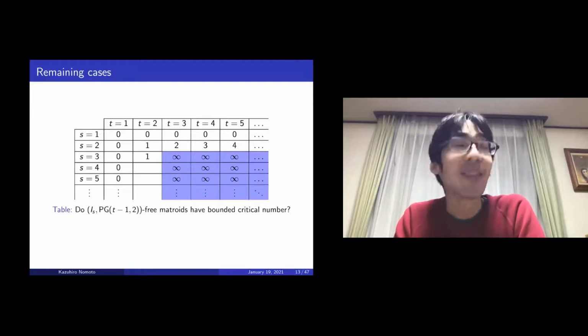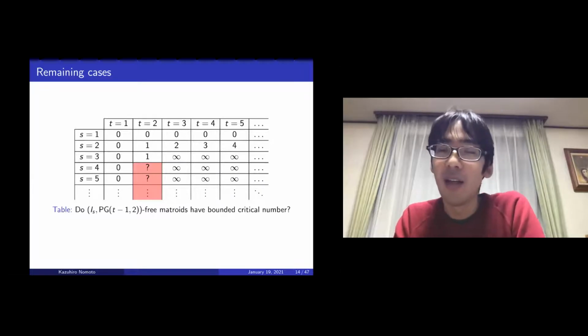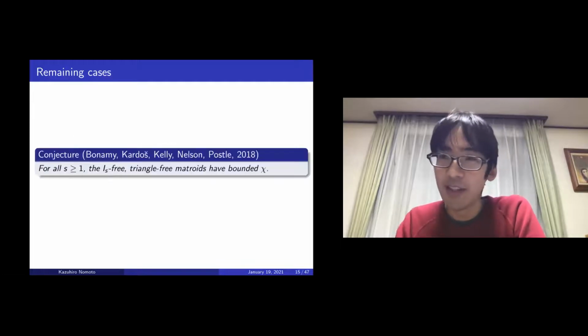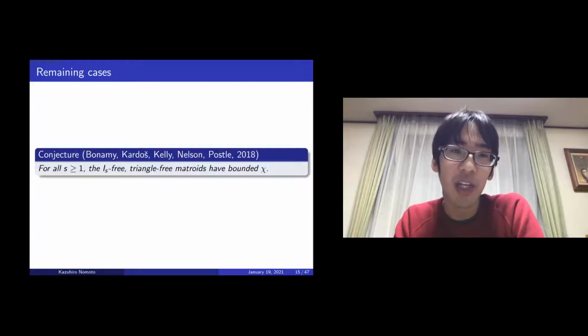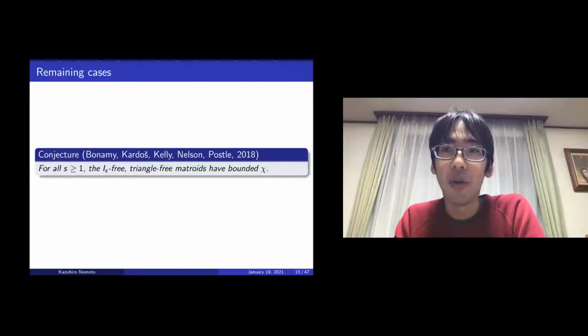That's unfortunate, but that's how things are. So really the only interesting remaining cases are the ones that correspond to all these red cells. All of this is in the same paper. They made the following conjecture: for any given positive integer s, the IS3 and triangle-free matroids have bounded chi. This is still open.